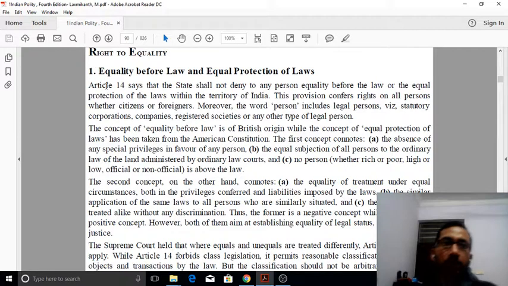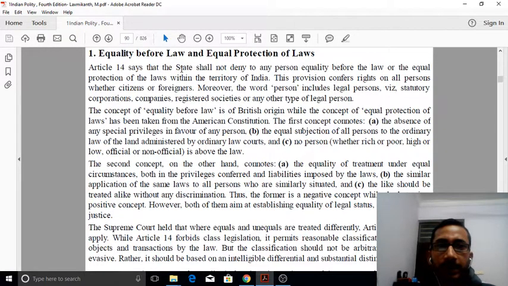Let's start. Right to equality. Right to equality is nothing but equality before law and equal protection of laws. Right to equality deals with equality before law and equal protection of law, right?